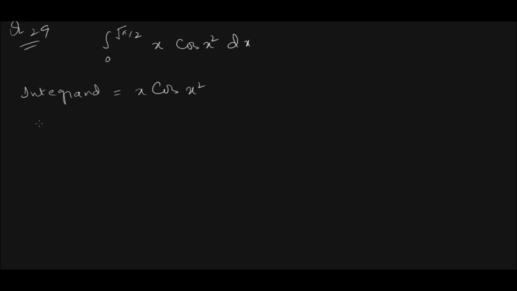Now the first step is to guess an antiderivative of this function. So the antiderivative is sine x square divided by 2. Okay, this is my guess, or we can have plus c for the constant of integration. And validate your guess by differentiation. Now validation.